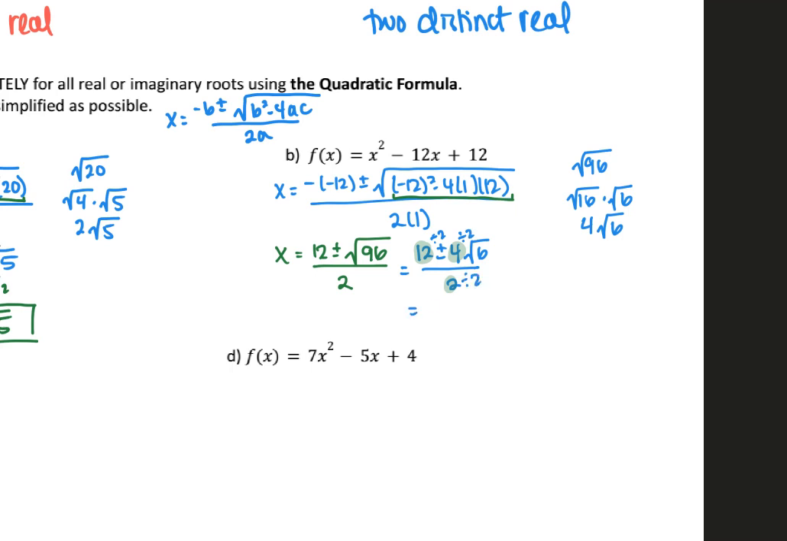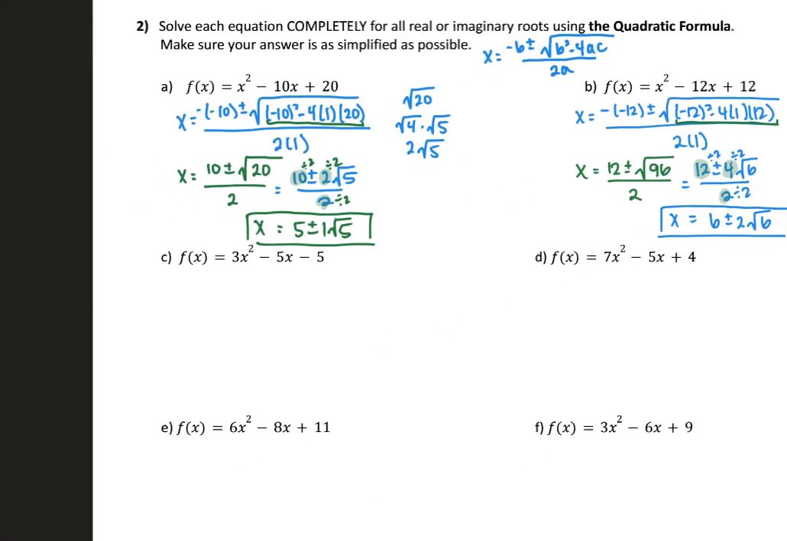So 12 divided by 2 is 6. 4 divided by 2 is 2. And then our denominator, 2 divided by 2 is 1, so we're not necessarily going to write over 1. So now we have our two answers: 6 plus 2 root 6 and 6 minus 2 root 6.